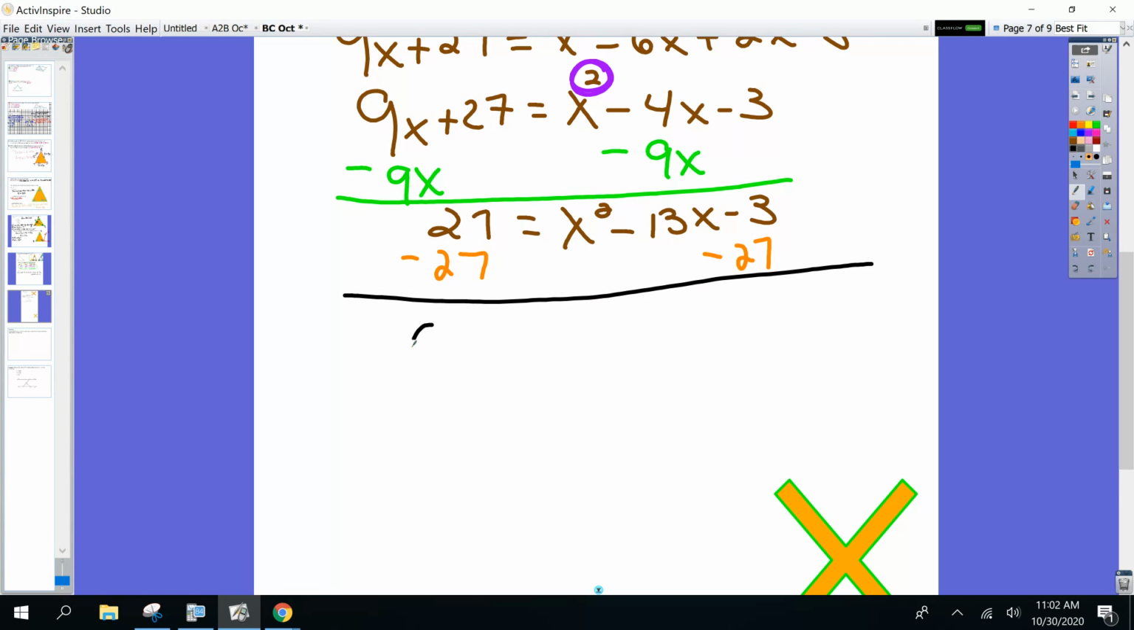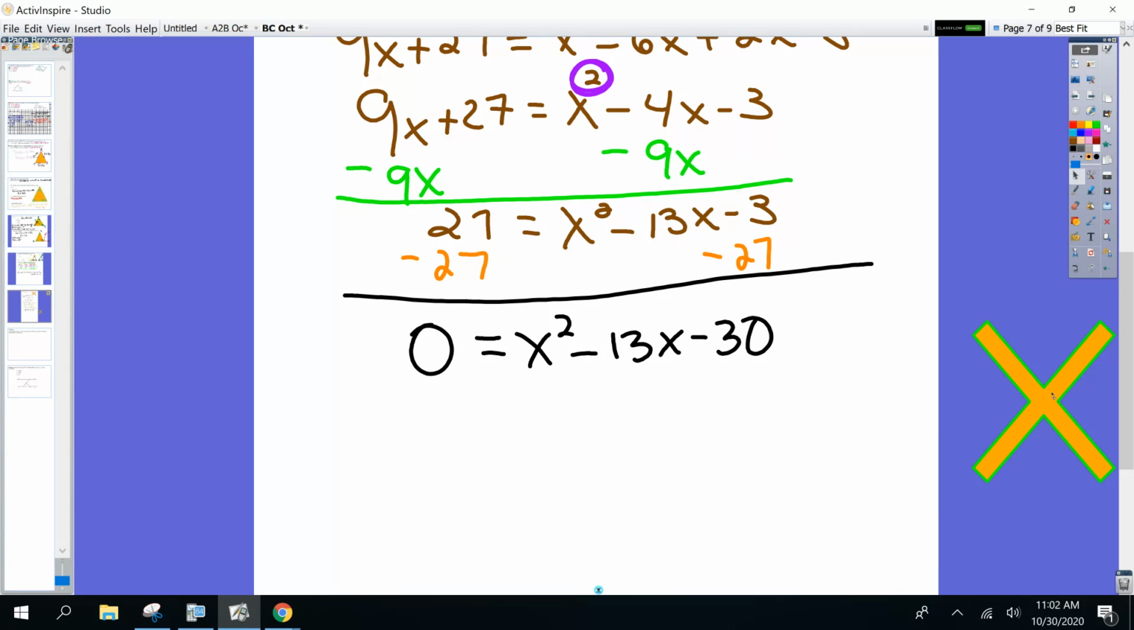So I get 0 equals x squared minus 13x minus 30, everybody. Minus 30. All right, yep, it's time now.